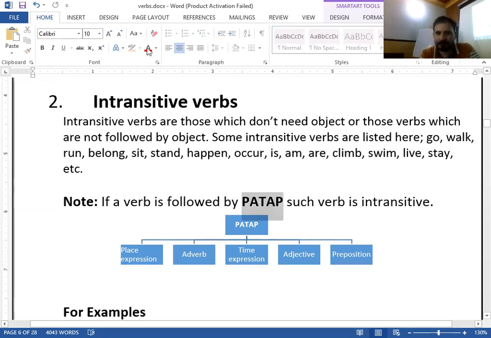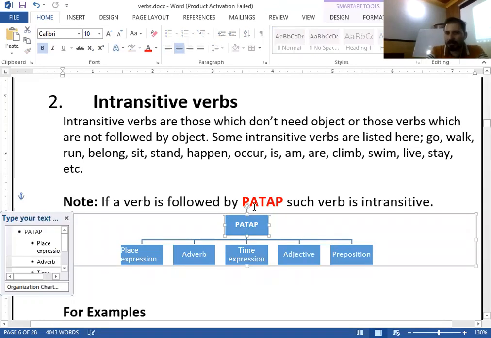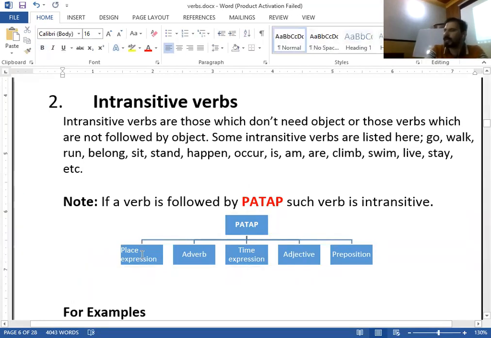The formula is PATAP. You can say the top, clear? The top, that is your formula. P means place expression. First of all, let's look at the screen.